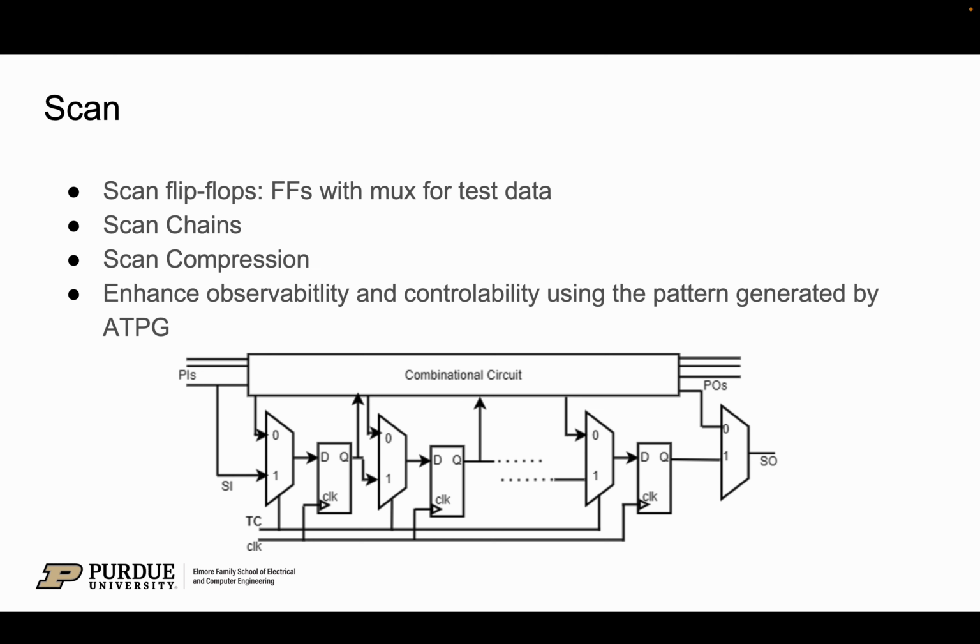Since I went through all the concepts in detail last semester, I will go through the concepts very quickly this time. In scan DFT, we replace regular flip-flops with scan flip-flops that have a multiplexer to load test data. These are connected in a scan chain, which lets us shift test patterns into the circuit and observe outputs at the end. We also use scan compression to reduce the number of test patterns and minimize test time. This setup improves observability and controllability, which are the two key metrics in testability, by allowing ATPG tools to generate efficient patterns for fault detection.